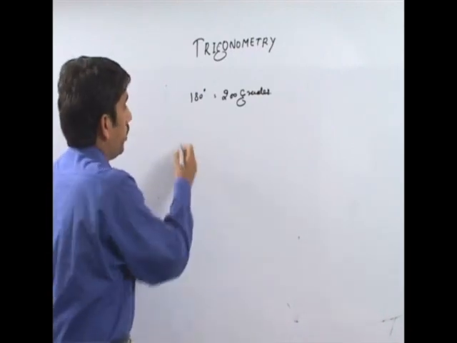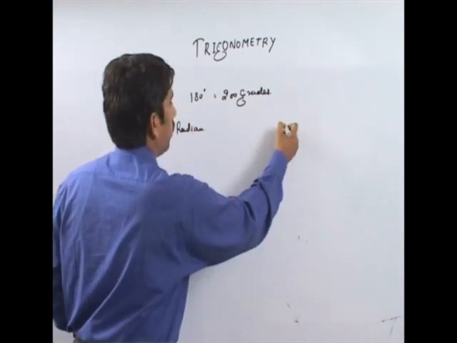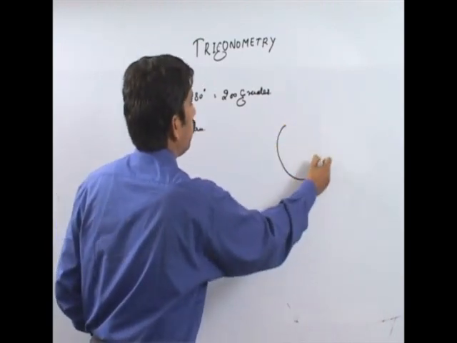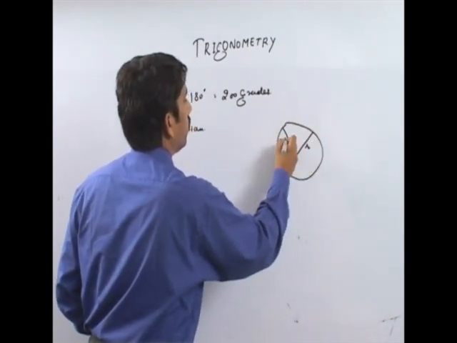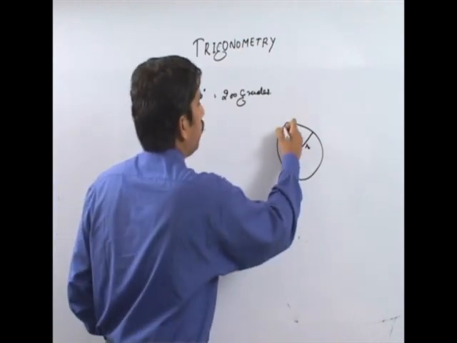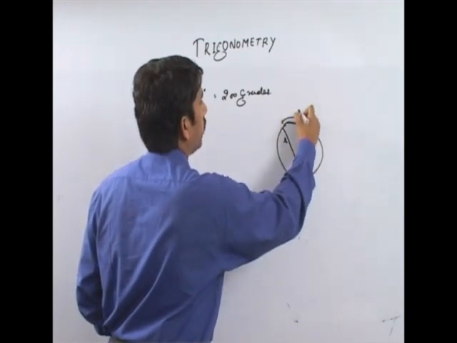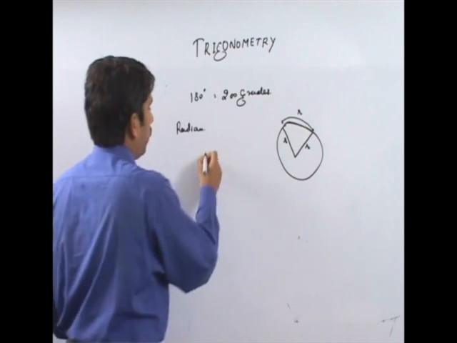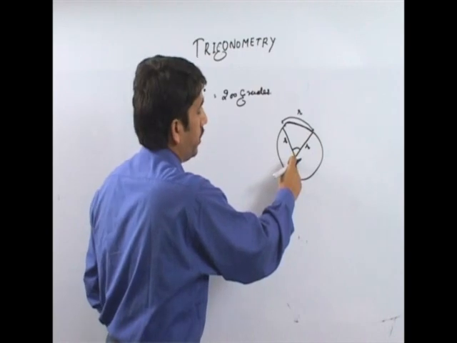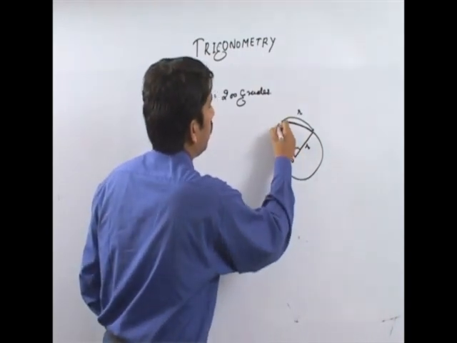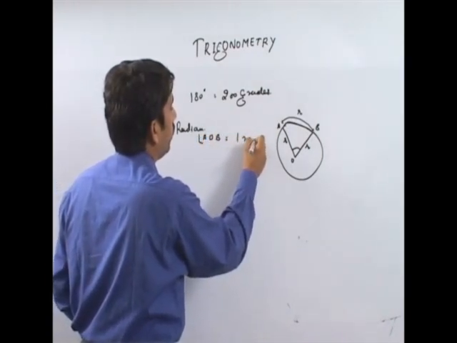Now, similarly in radian, if you draw a circle and suppose this is the radius of the circle, and we take this arc of the circle of length r centimeters or r units, then the angle formed at the center, angle AOB, is called 1 radian.